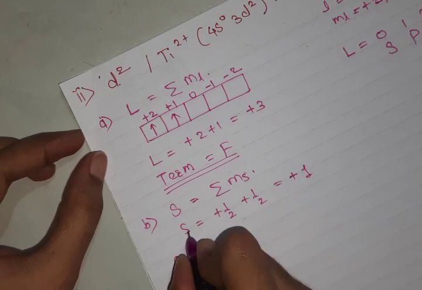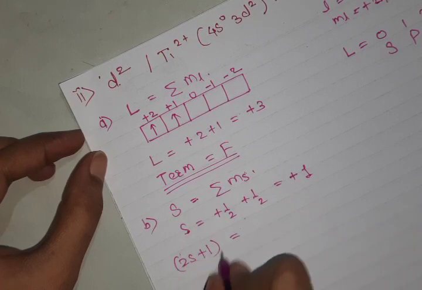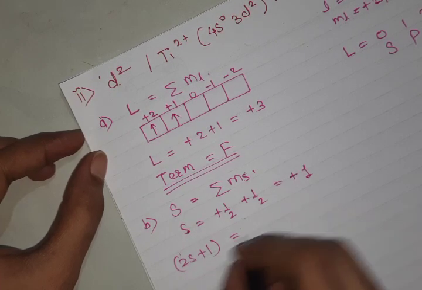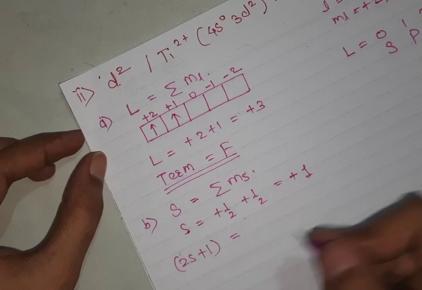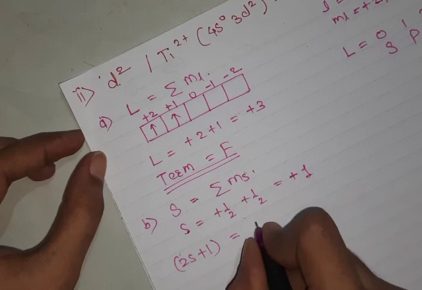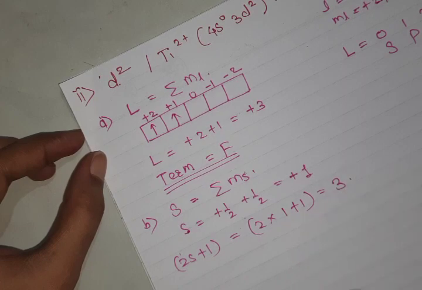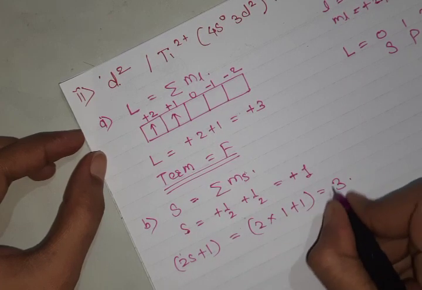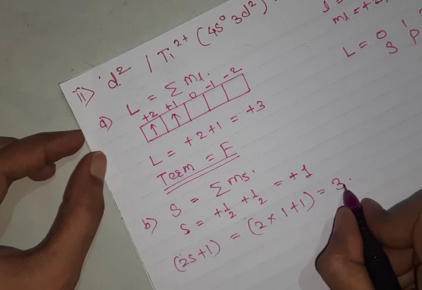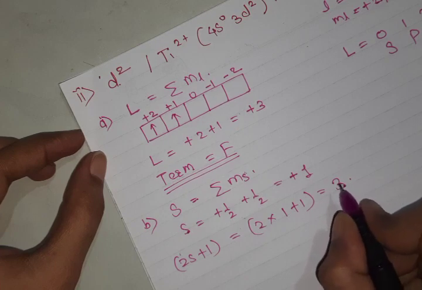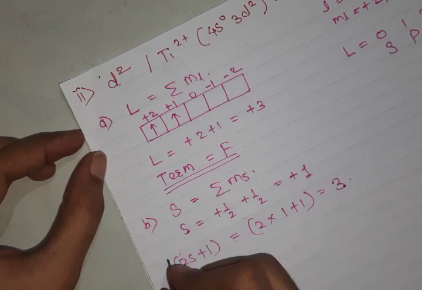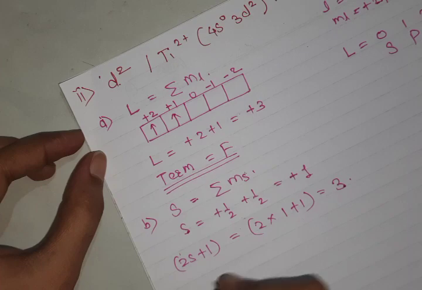This is the total spin quantum number, and this is the spin multiplicity, which is given in singlet, doublet, triplet format. So 2 into 1 plus 1, the final answer is 3. This means it is triplet multiplicity, the spin multiplicity is 3. And the final step is the J value.